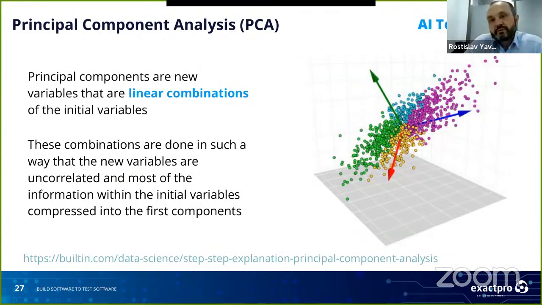The idea is quite simple: the new variables are linear combinations of the initial variables. These combinations are done in such a way that the new variables are uncorrelated. That's the basic idea of this method. So if two or more variables are correlated, then probably they describe the same kind of internal feature of your system. Then you just take a combination of those. But the idea is to end up with maybe a small number of uncorrelated parameters.